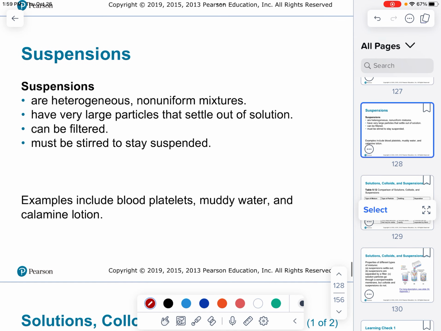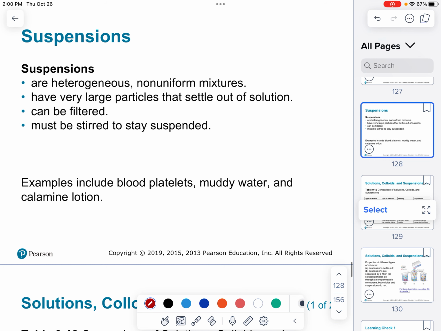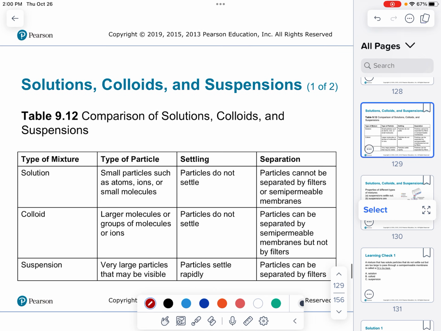Suspensions are heterogeneous, non-uniform mixtures and have very large particles that settle out of solution. So if you let it sit for a while, you'll see things accumulate on the bottom. Because they separate, they can be filtered. And in order to stay suspended, they need to be stirred. So muddy water, saturated solutions of salt water, those would be examples.